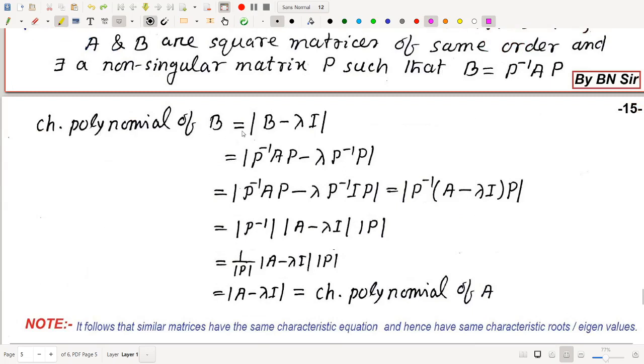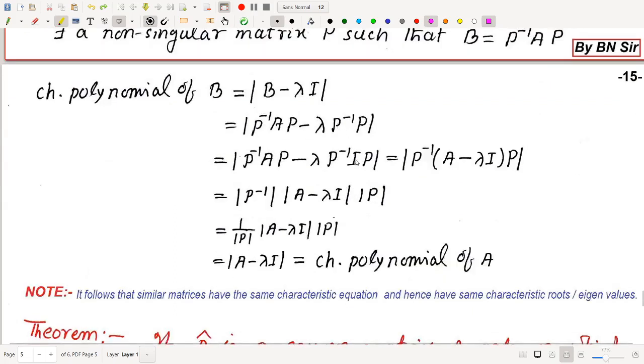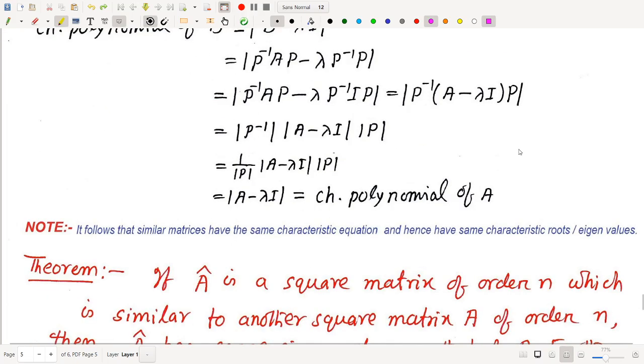Now the characteristic polynomial of B is determinant of B minus lambda I. The value of B is P inverse AP, and I we can write as P inverse P. Again, between P inverse and P we can write another I, because IP equals P. Now we take P inverse common from the left and P common from the right. So what you get? Determinant of P inverse into (A minus lambda I) into P. Now by properties of determinant, you can write determinant of P inverse, determinant of A minus lambda I, determinant of P.